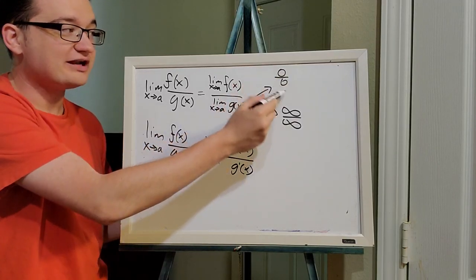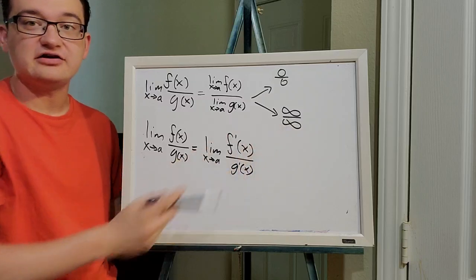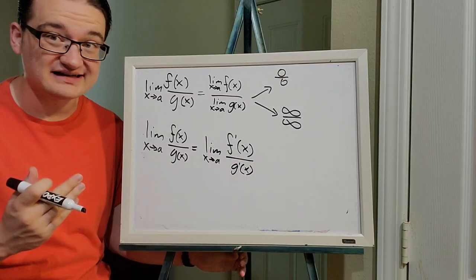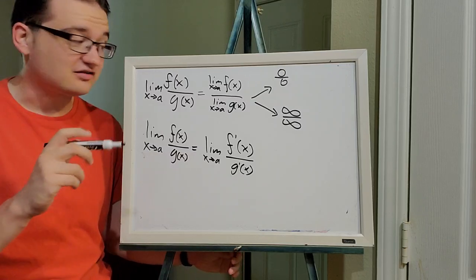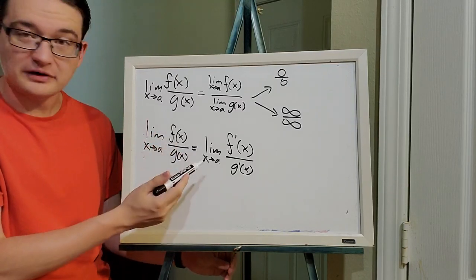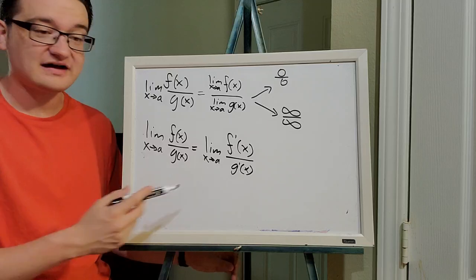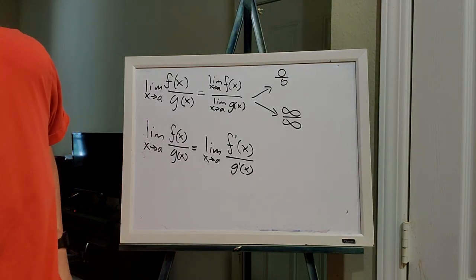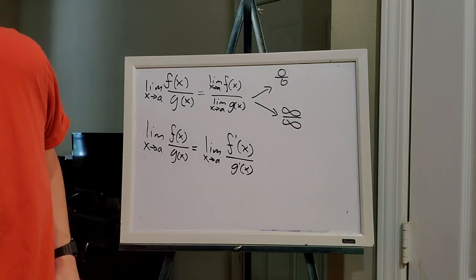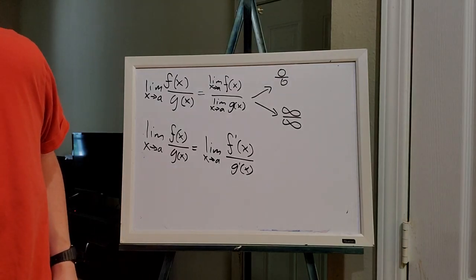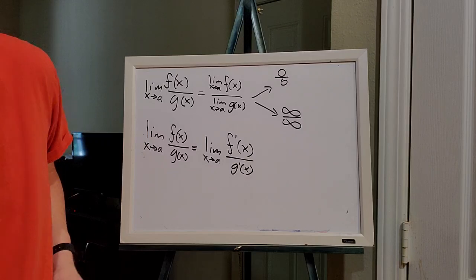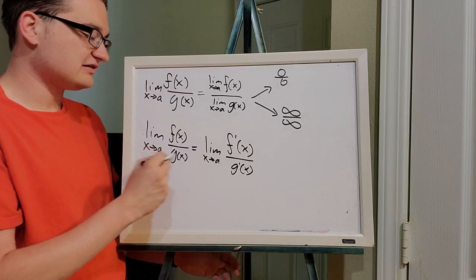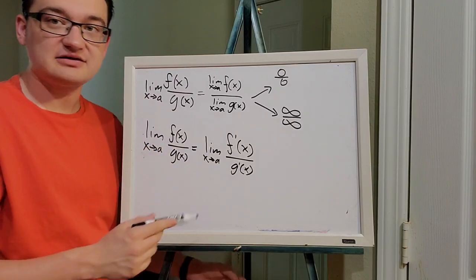If we have one of these, 0 over 0 or infinity over infinity, we can't tell if the limit does or doesn't exist, but as long as our functions are differentiable and the derivative of g of x doesn't equal 0, then this limit equals this limit.